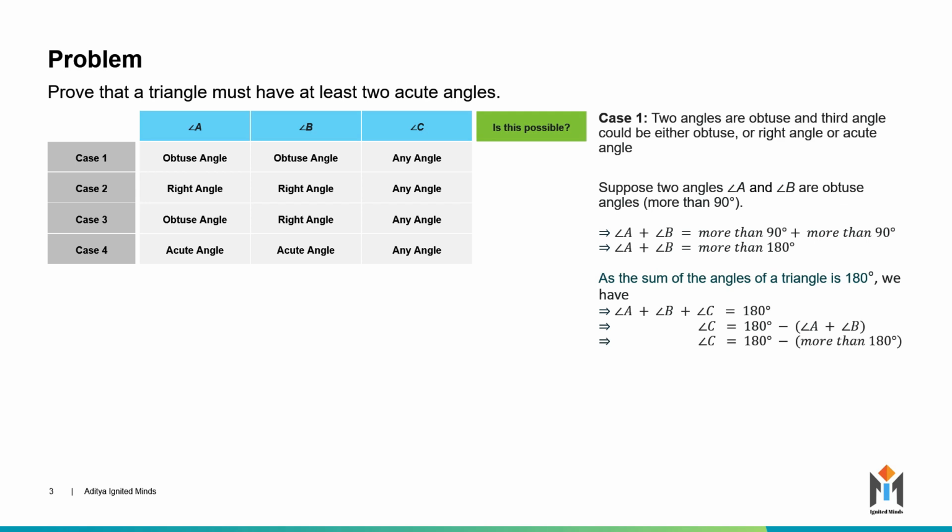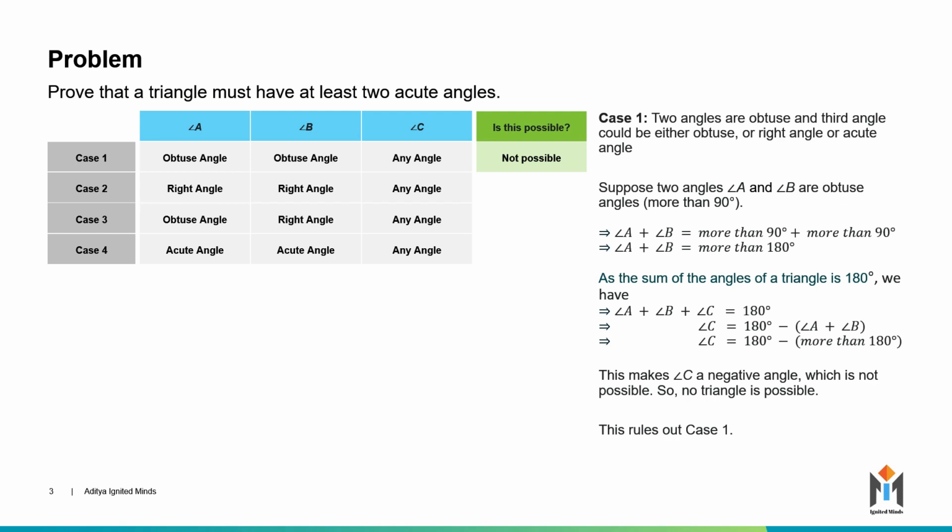As you can see from this equation, what do you think will be the value of angle C? The angle C will be negative in this case, right? Because 180 minus anything more than 180 will obviously result in a negative number. So angle C is a negative angle, which is obviously not possible. So there's no triangle possible with case 1, and we'll rule out this combination. Hope you're following this.